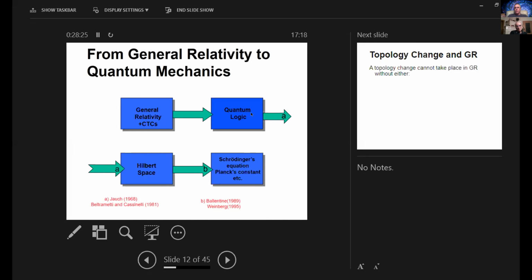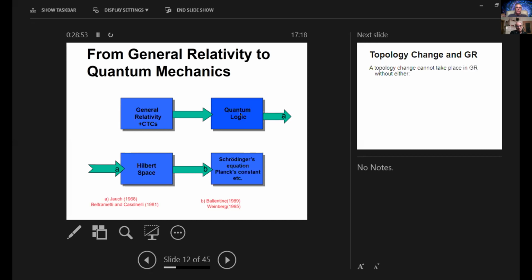My first research paper was exactly that, showing how you could get quantum logic from general relativity by going through all the axioms of the quantum logic and showing how they were derived. But with hindsight, I could probably have said it all in one sentence. It's intrinsically contextual when you've got closed time-like curves, and quantum logic is the logic for contextuality.